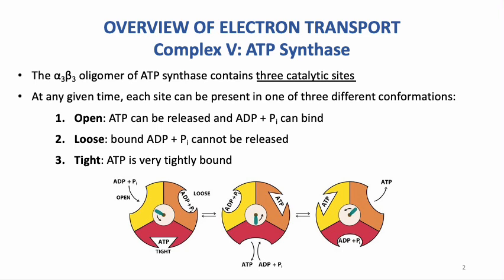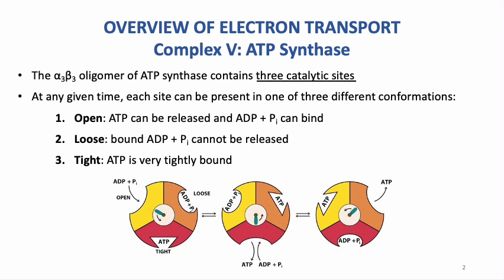At any given time, each site can be present in one of three different conformations. Open, that's to say ATP can be released and ATP and inorganic phosphate can bind. Loose, bound ADP plus inorganic phosphate cannot be released. Tight, ATP is very tightly bound.